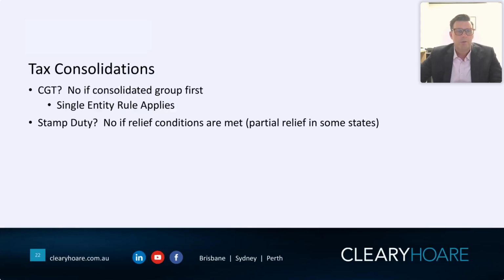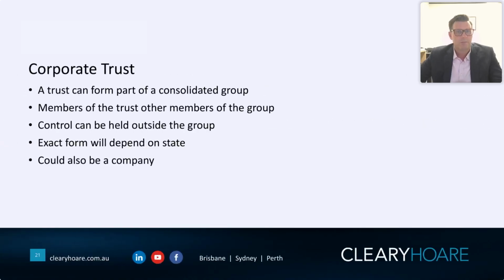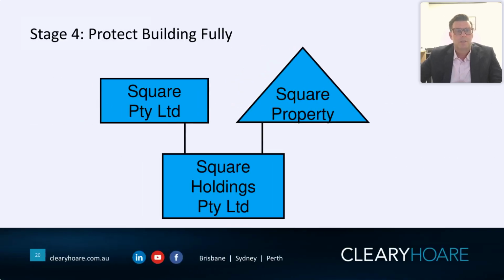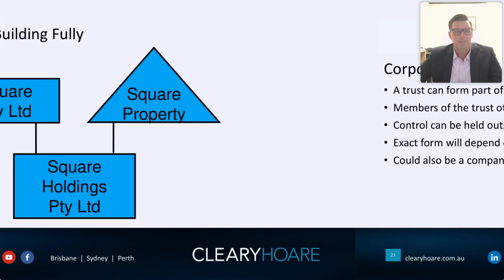Now, when we move the property, do we need to think about tax? If we have formed a consolidated group, no, because the single entity rule applies. Stamp duty, same scenarios with the shares. There's potentially stamp duty relief, but only partial relief in some states. So again, it's a cost to consider. But if this is a consolidated group here with Square Holdings, Square and Square Property forming part of the consolidated group, the movement of the building itself will not lead to any income tax consequences. So it gives us the ability to move that building away from the trading risk and have it sitting in a separate entity.